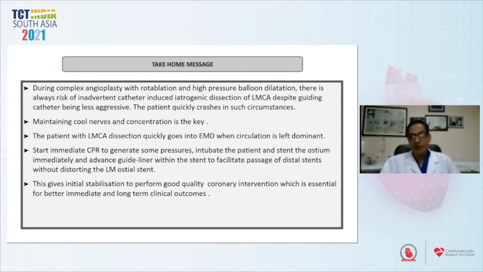So with that, I conclude this case where a relatively rare usage of guide extension catheter saved the day for me, because I was in a terrible situation where any delay or any wrong decision on my part could have killed the patient on the table. Thank you very much.